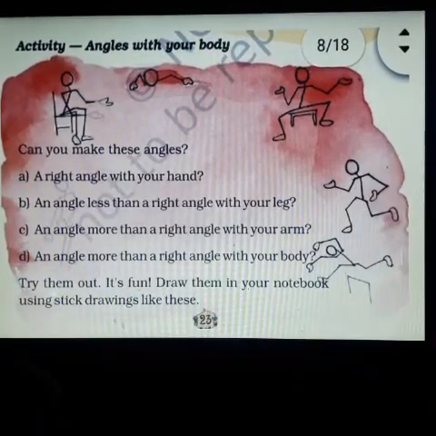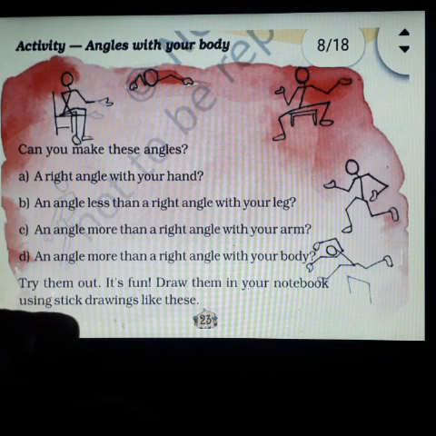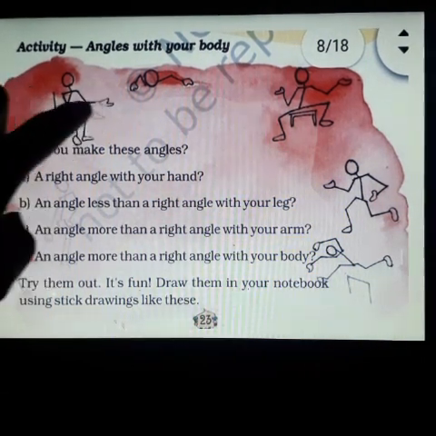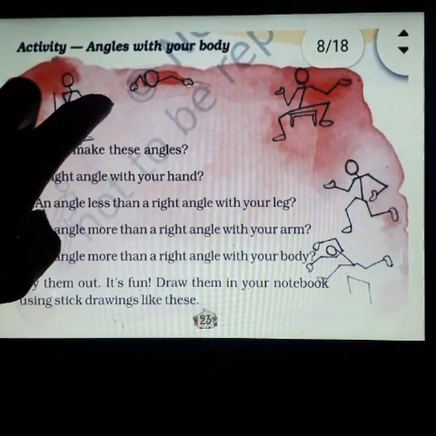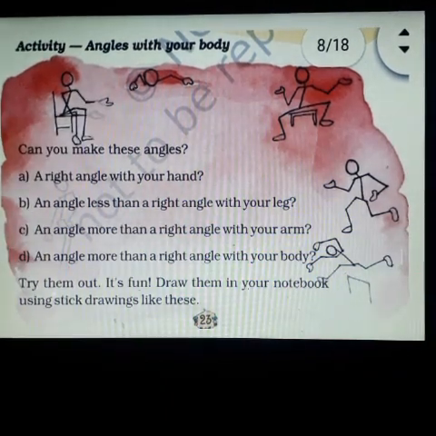Third, an angle more than a right angle with your arms. You have to find an angle more than 90 degrees. Here you can see in this picture, it is more than 90 degrees, or more than L. It does not look like L, it is bigger than L. That's why the answer is this picture.